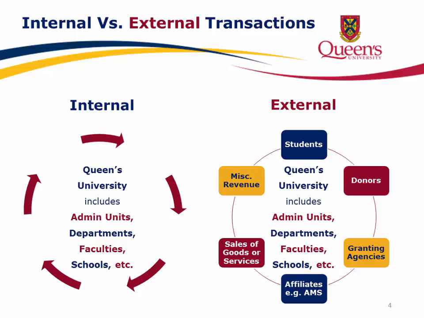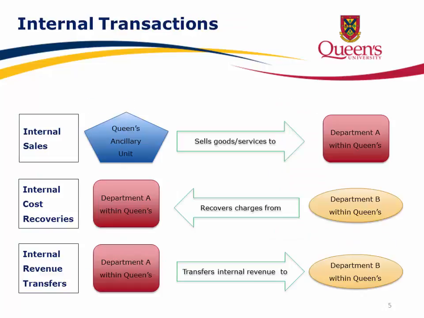Internal transactions within Queen's include transactions that take place within administrative units, departments, faculties, schools, and other internal entities. External transactions include stakeholders such as students, donors, granting agencies, external affiliates, customers to whom we sell goods and services, and miscellaneous revenue collected from other outside parties.